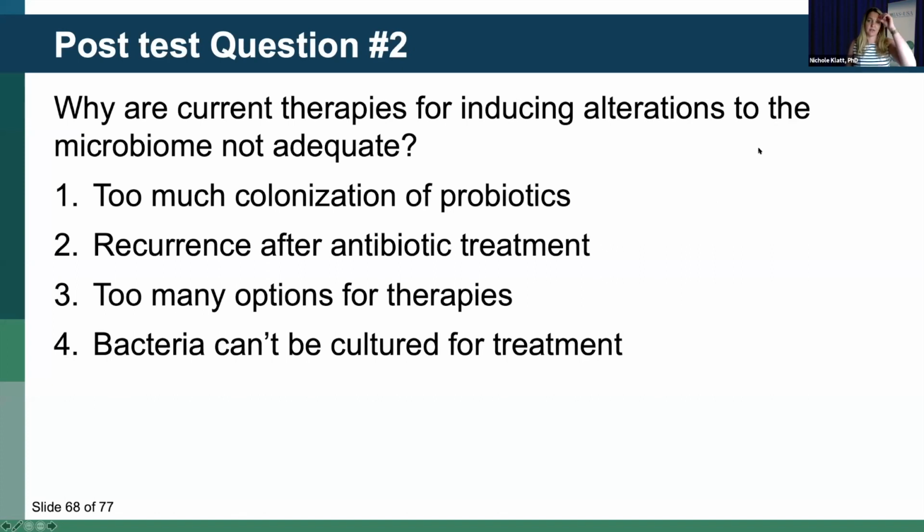Very good. Recurrence after antibiotic treatment, that is exactly right, as the majority of you learned. For bacterial vaginosis, you have huge recurrence after treatment, but even in the gut, which I didn't show data on, we see that after antibiotic treatment, after about a month, you're back to the pre-antibiotic state. So recurrence after antibiotic treatment is a huge problem for why antibiotics have not been used well to alter our microbiome.